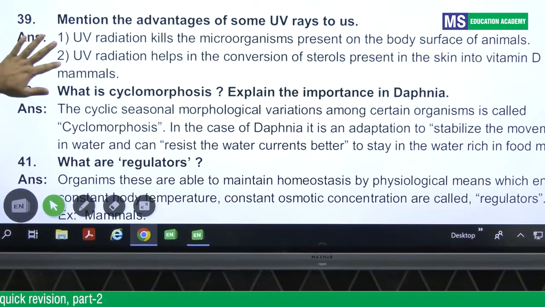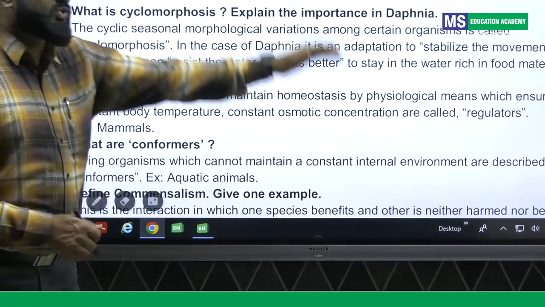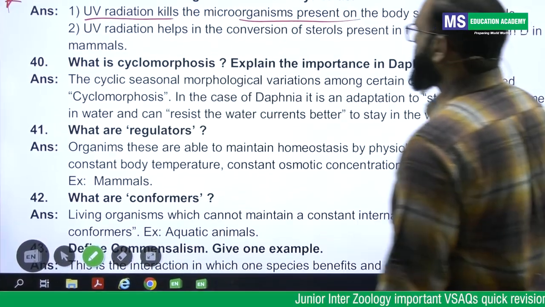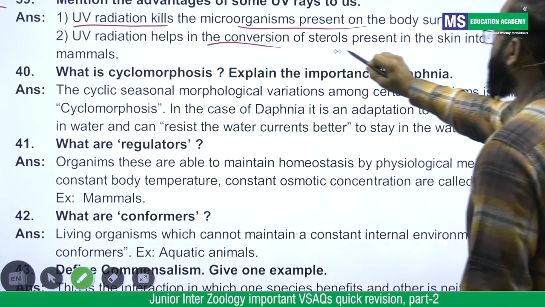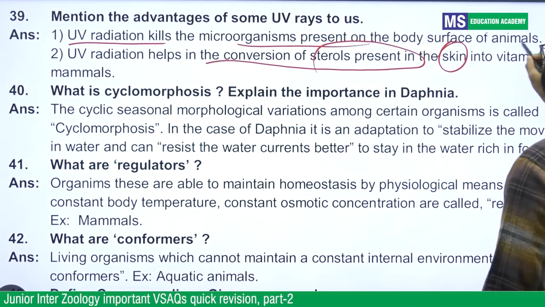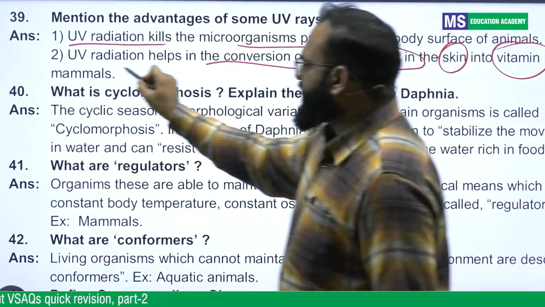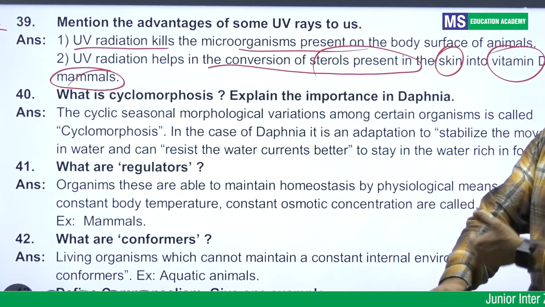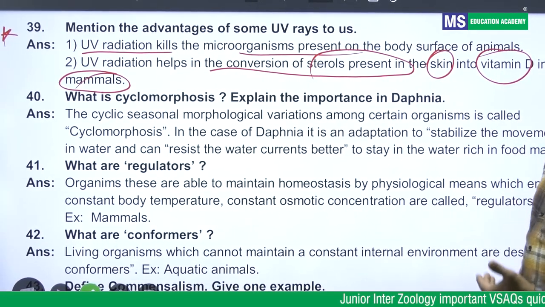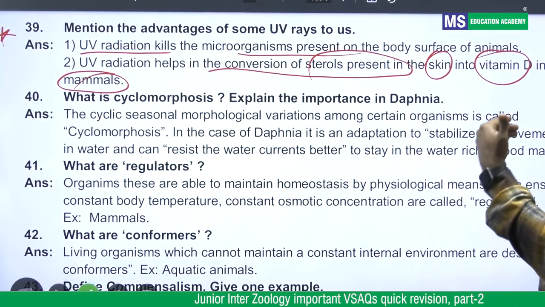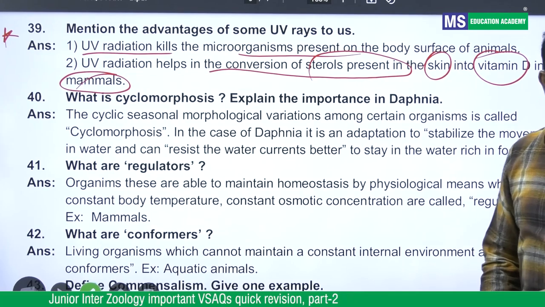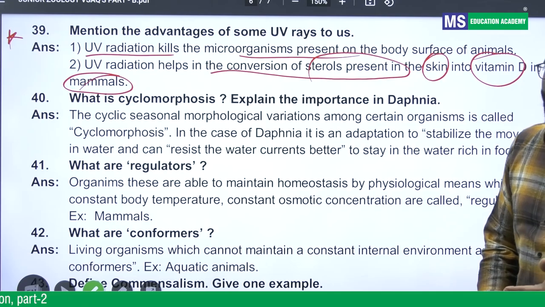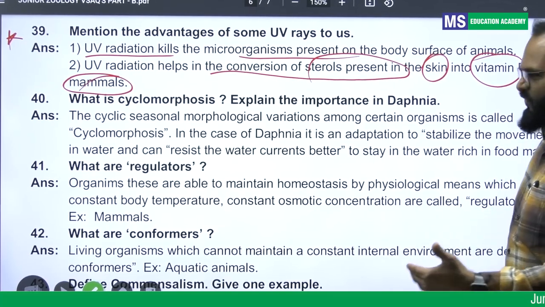Mention the advantages of UV rays to us. Another important question, students. UV radiation kills microorganisms. UV radiation helps in the conversion of sterols present in the skin into vitamin D, specifically in mammals. In mammals, whenever UV rays fall on the skin, they help sterols convert into vitamin D. So that is the reason early morning sunlight is very useful. Vitamin D is called the sunshine vitamin.